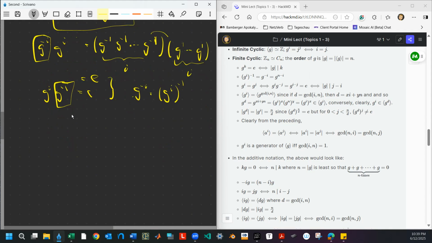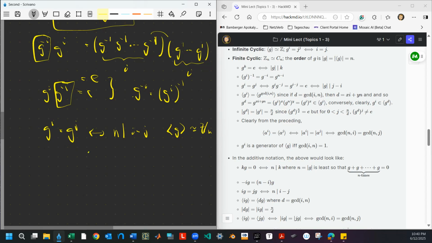The next one says g^i equals g^j if and only if n divides i minus j. This isn't surprising, because I've already said that a cyclic group of order n is like Z_n. So we should be getting something like modular arithmetic. We're getting that powers of g are the same, assuming that g has finite order, if n divides the difference, which is exactly the same as modular arithmetic.